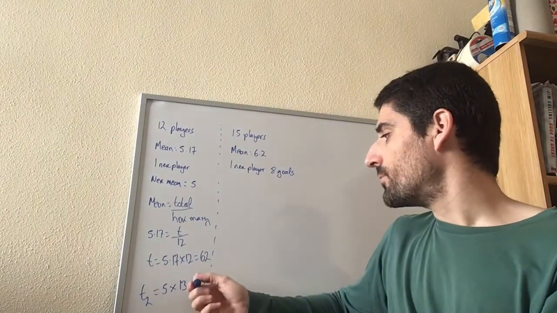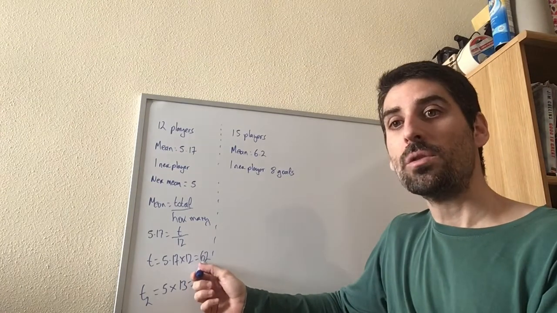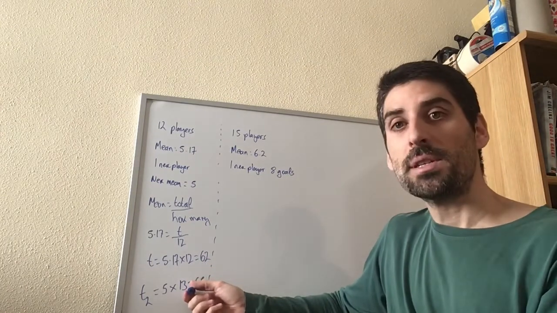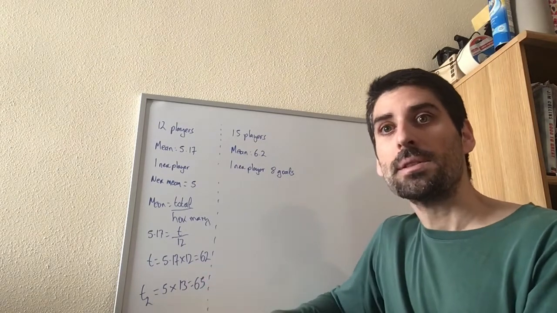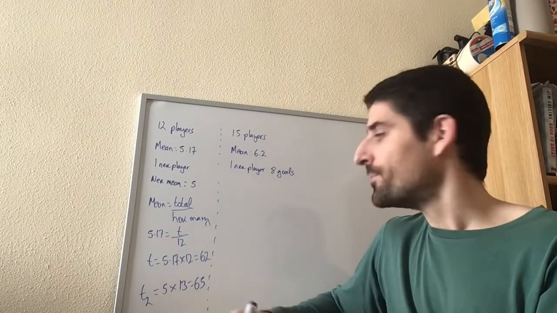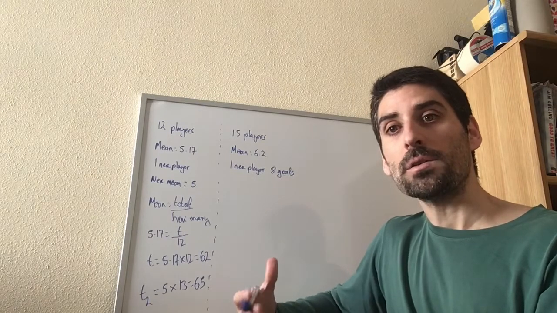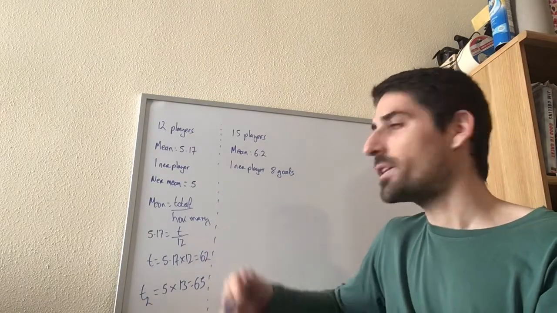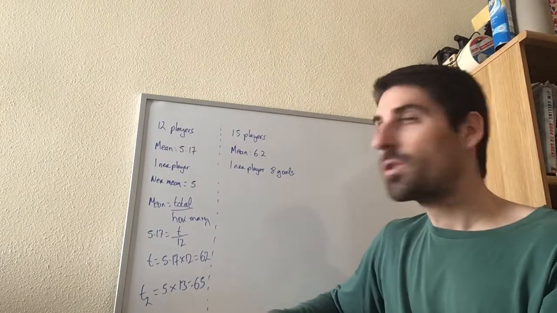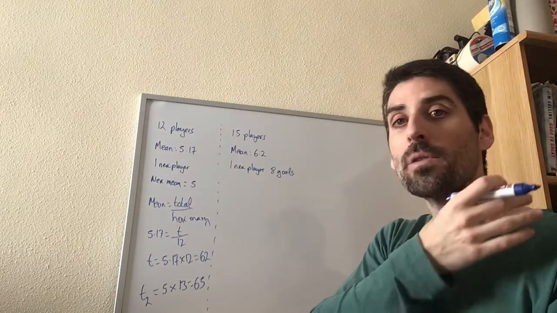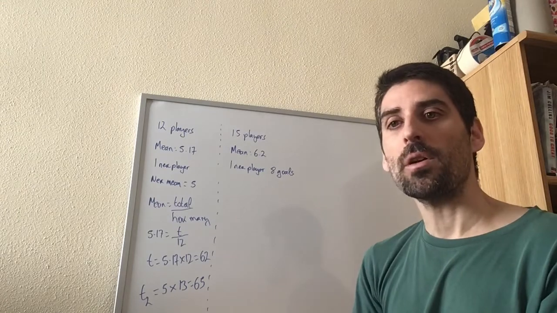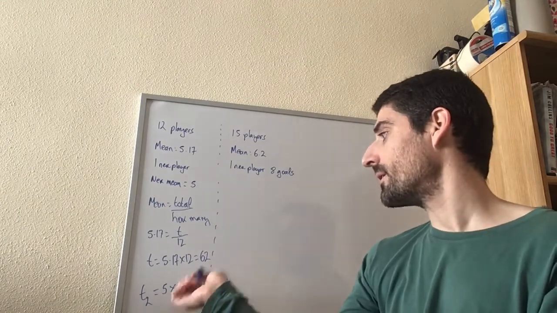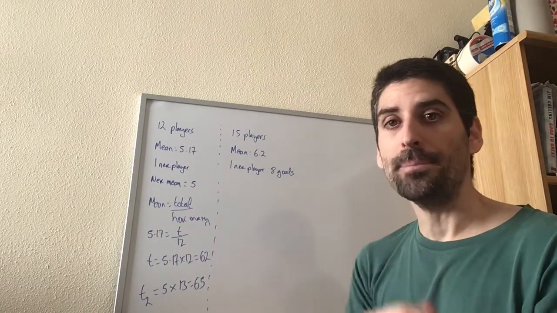So before he arrived, we had 62 goals. Now that he's there, we've got 65 goals. The difference between the two must be the number of goals that new player scored, which is 3. So the new player scored 3 goals. And that ties up with my prediction at the beginning that he should have scored a lower number of goals than the mean because he brought the average down. So he only scored 3 goals. That 3 comes from doing 65 take away 62.